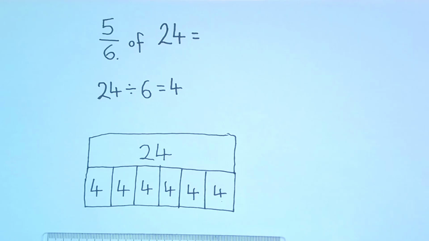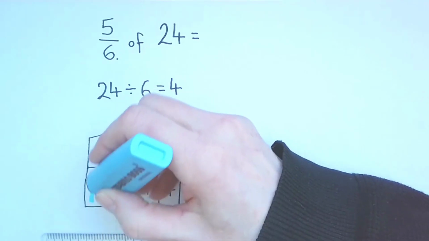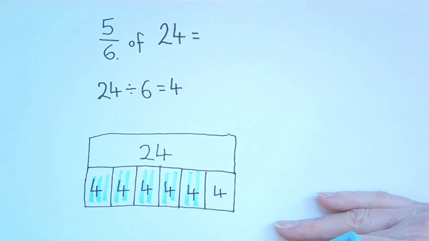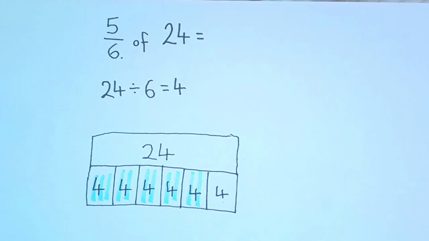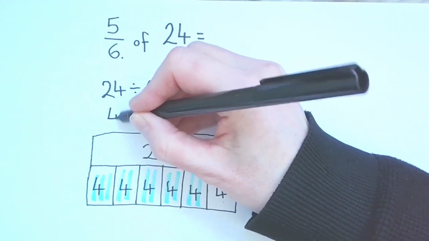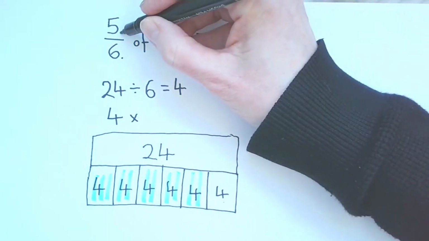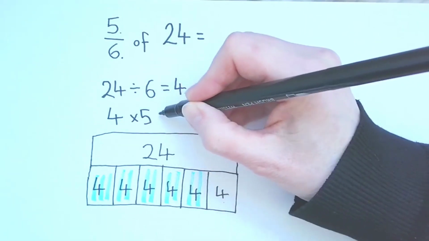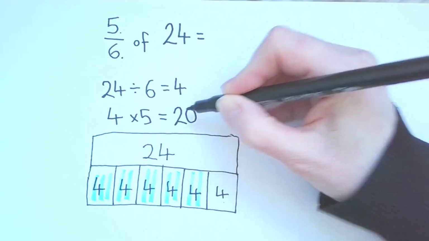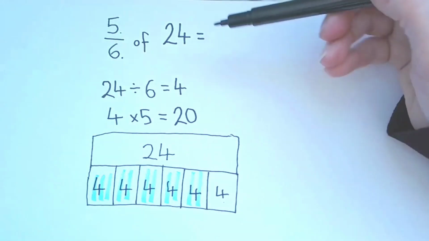But now I know I need 5 sixths. So I'm just going to get my highlighter, highlight 5 of those 6. And I can see that when I do that, I've got 4. 1, 2, 3, 4, 5. There's my numerator. 5 times 4, which would equal 20. So 5 sixths of 24 equal 20.